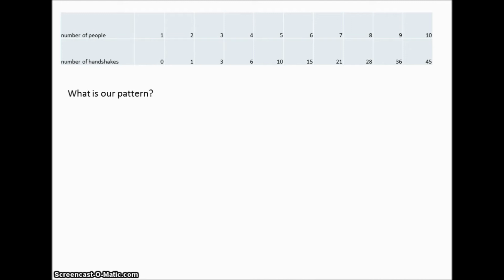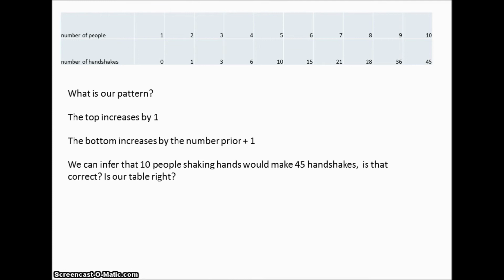So, if we put this info into our table, what is our pattern? That's right. The top increases by 1, and the bottom increases by the number prior plus 1. So, using our graph, we can infer that 10 people shaking hands would make 45 handshakes. Is that correct? Is our table correct? So let's see. So 10 times 10 minus 1 divided by 2 equals 10 times 9 divided by 2 equals 90 divided by 2 equals 45. So yes, our table is correct.